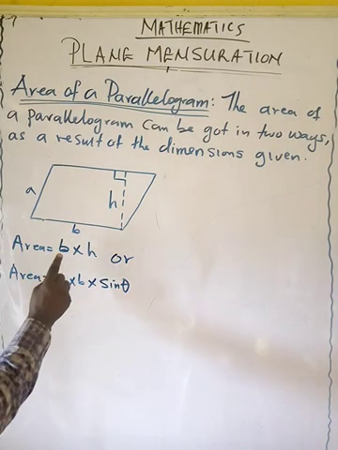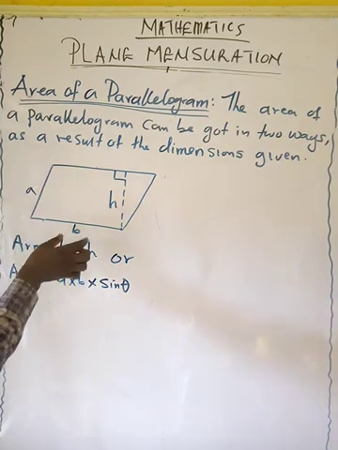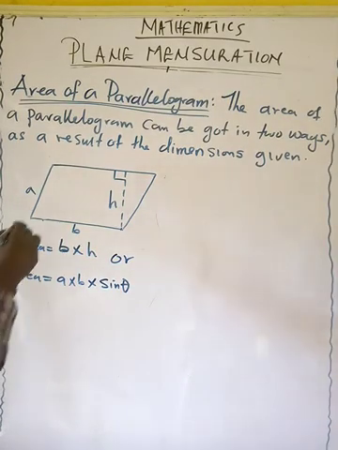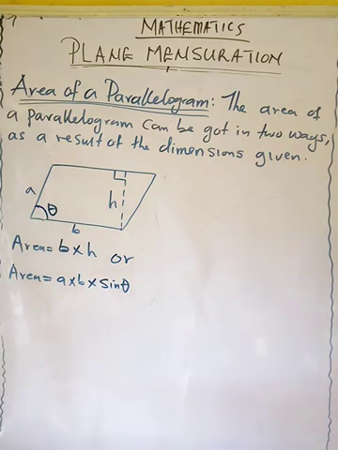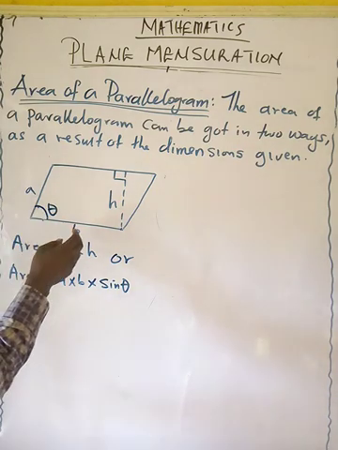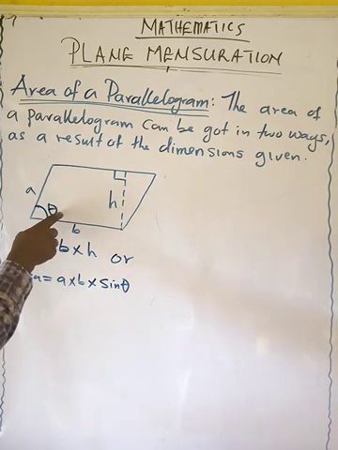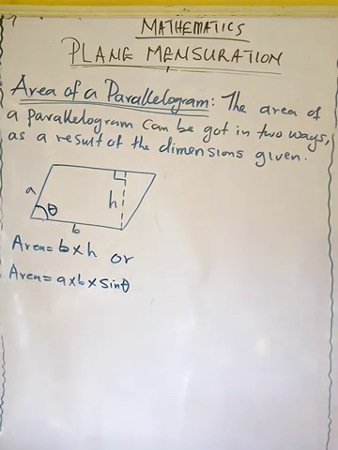So how do we calculate the area? To calculate the area will now be base times height. No matter the value here, forget about this one. It's base times what? Times height. But if this angle is given to you, what we do is A times B times sin theta. So we neglect the height.